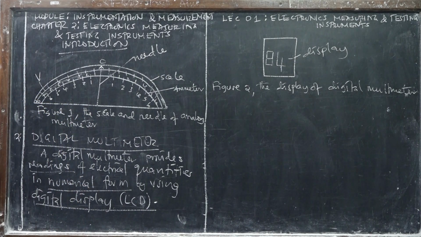So what did you find in that question I asked you? If you have digital multimeter and analog multimeter, and digital multimeter is more efficient than analog multimeter.